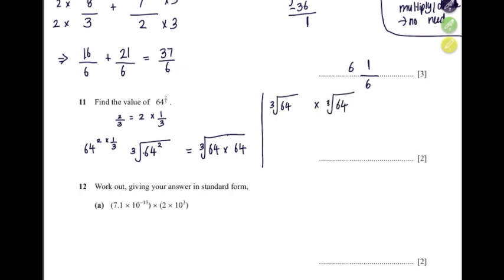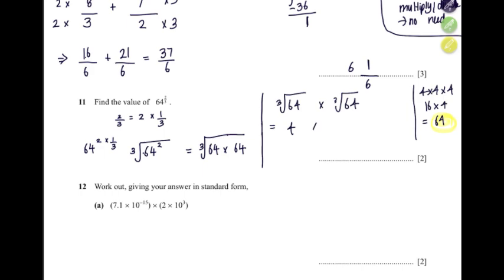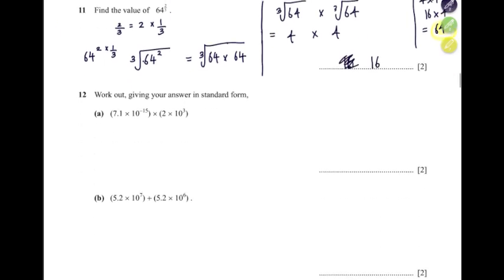Now cube root 64 is what? It's 4. Is it 4? 4 times 4 times 4. 4 times 4 is 16. And 16 times 4 equals 64. If you don't know, you can do some trial and error and check. This is 4 times 4. 4 times 4 is 16. 16.